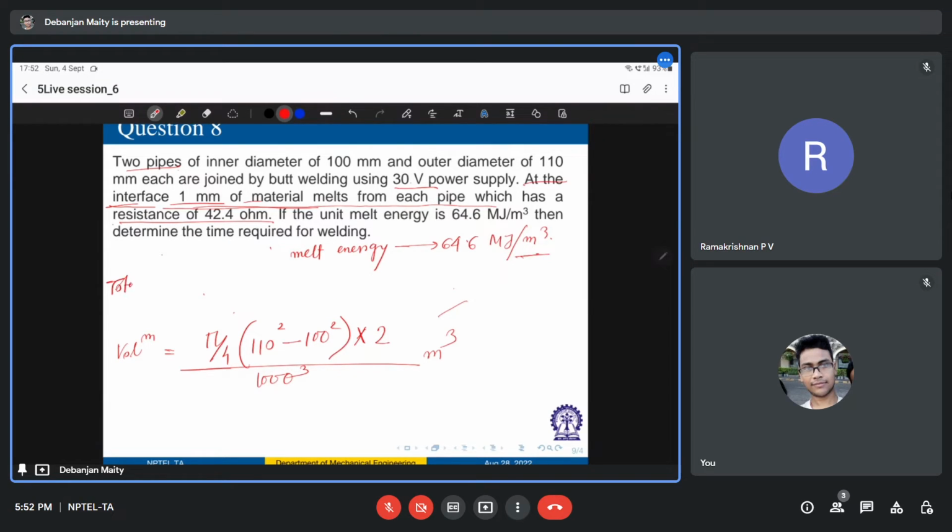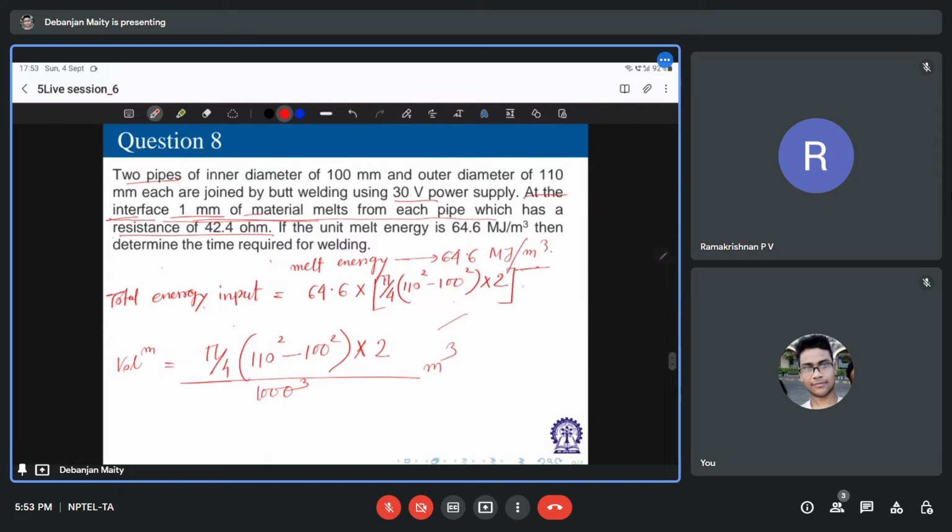so total energy input will be equal to 64.6 into this into 2, that into 10 to the power minus 9, that is in megajoule.